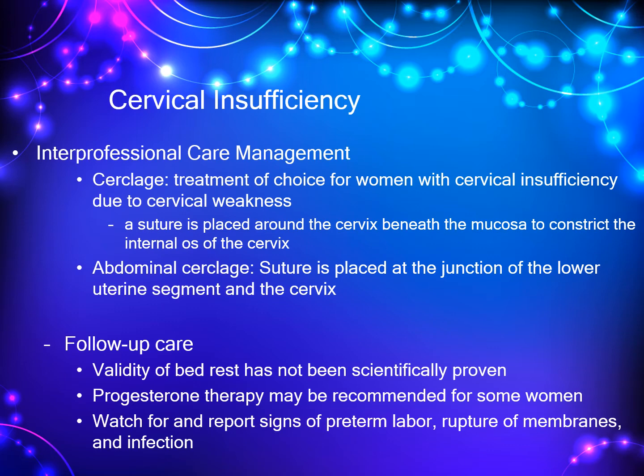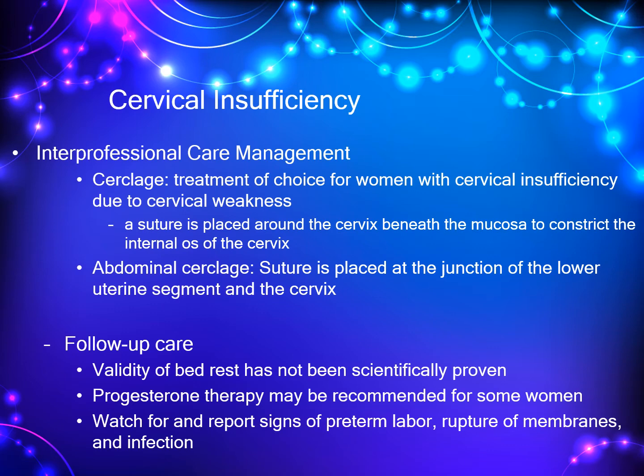As far as care for cervical insufficiency, the care of choice is going to be a cerclage. The cerclage is, again, treatment of choice for women with cervical insufficiency due to cervical weakness. They place a suture around the cervix beneath the mucosa to constrict the internal os of the cervix, to prevent that dilation. It can be done abdominally.